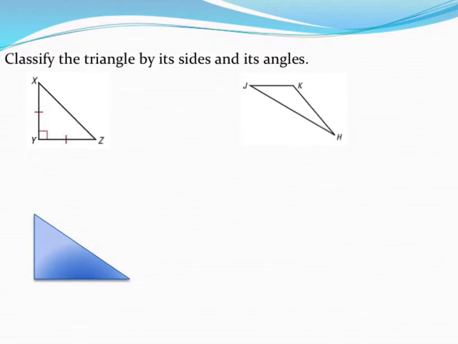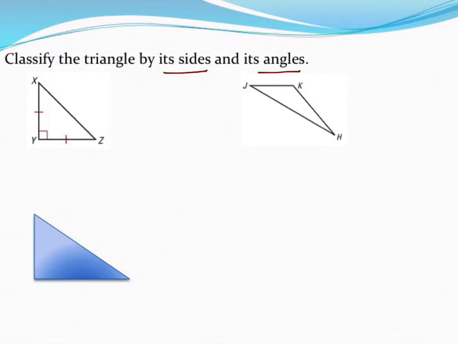We can classify or name a triangle two different ways. We can classify it based on its sides, giving it a name like equilateral, isosceles, or scalene. We can also classify it based on its angles, giving it a name like a right triangle, an acute, an obtuse, or an equiangular triangle. So let's go ahead and classify these triangles two different ways and give them two names if possible.